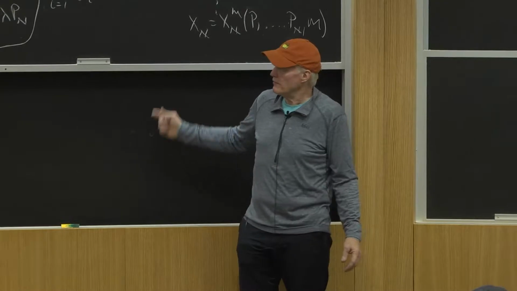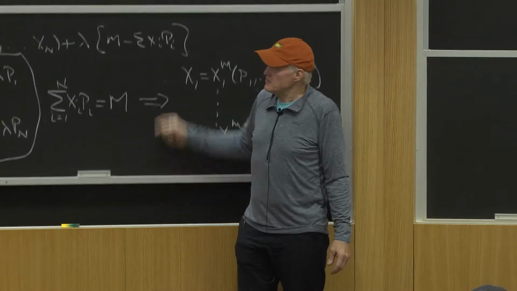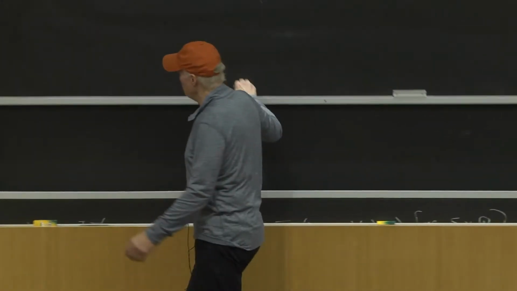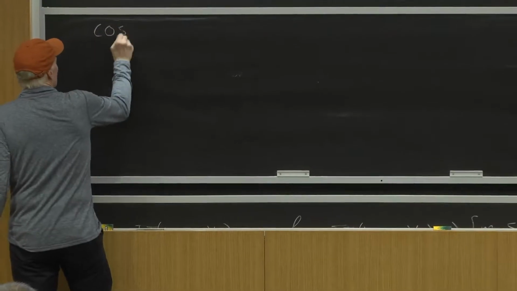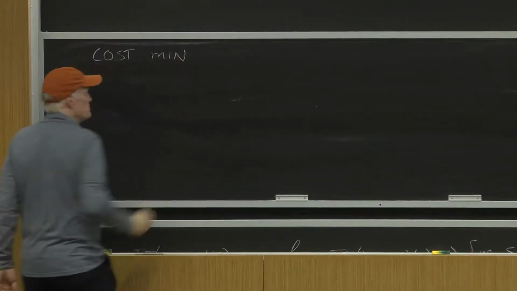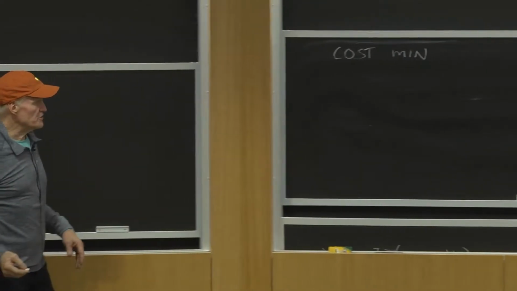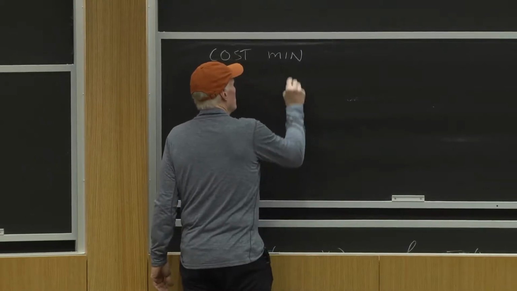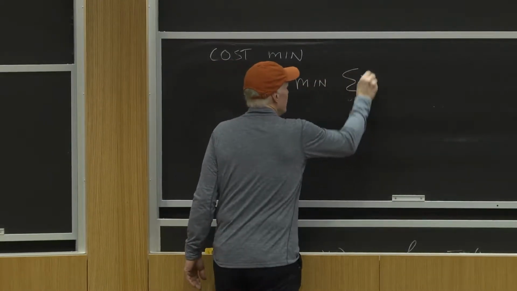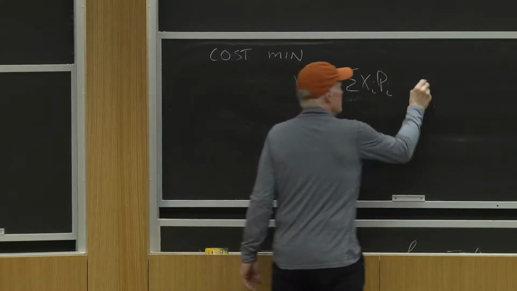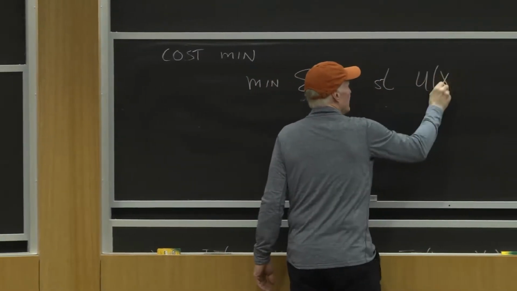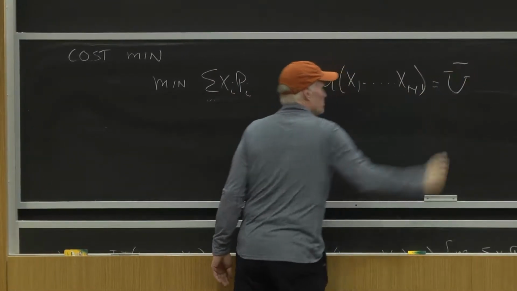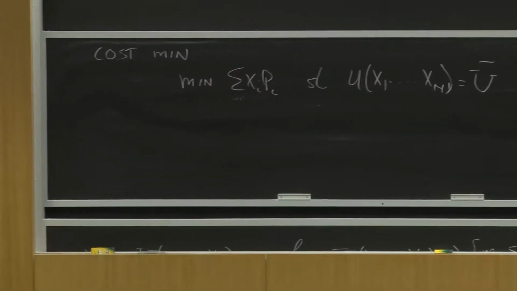Turns out there's another way to look at this that's very helpful and actually has a lot of its own empirical applications, and that is to turn the problem around and consider what we would call the cost minimization problem. So the cost minimization problem, in mathematics, would be the dual of the problem we just talked about: let's find a bundle to minimize the sum of the xi pi subject to u of x1 up to xn equals some specific utility level u bar. All right?